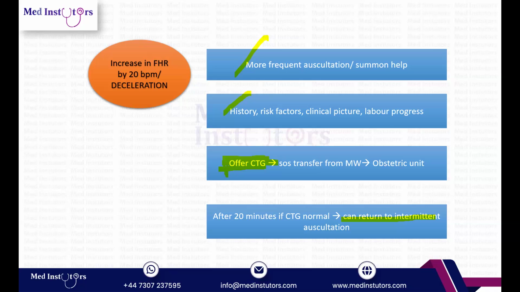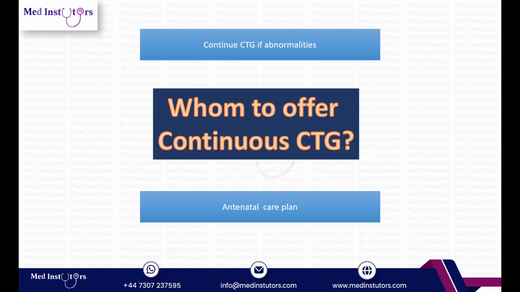Now, next, we are going to move on to whom we offer continuous CTG. The first would be if this woman was on intermittent auscultation and then due to some concerns we shifted her to continuous CTG, and on those CTGs we have abnormalities. What those abnormalities are, we'll obviously look at. But if these abnormalities come up, then we offer her the continuous CTG. Or if in her care plan there were some antenatal or other risk factors that would warrant continuous monitoring of the baby during labor.